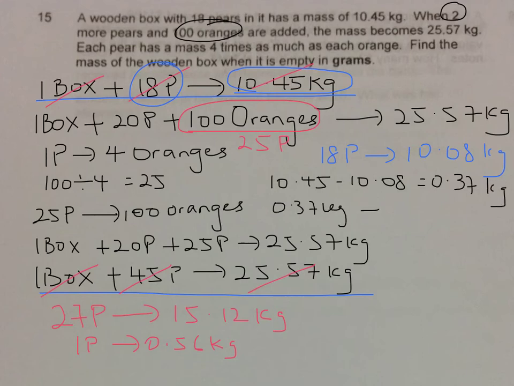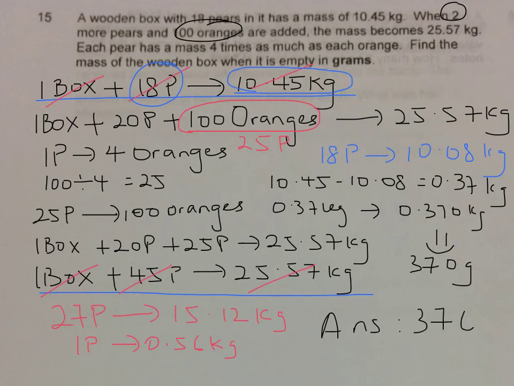0.37 kg is the same as 0.370 kg, which is equivalent to 370 grams. So our final answer for question 15 is 370 grams. Okay, do not forget your SI unit.